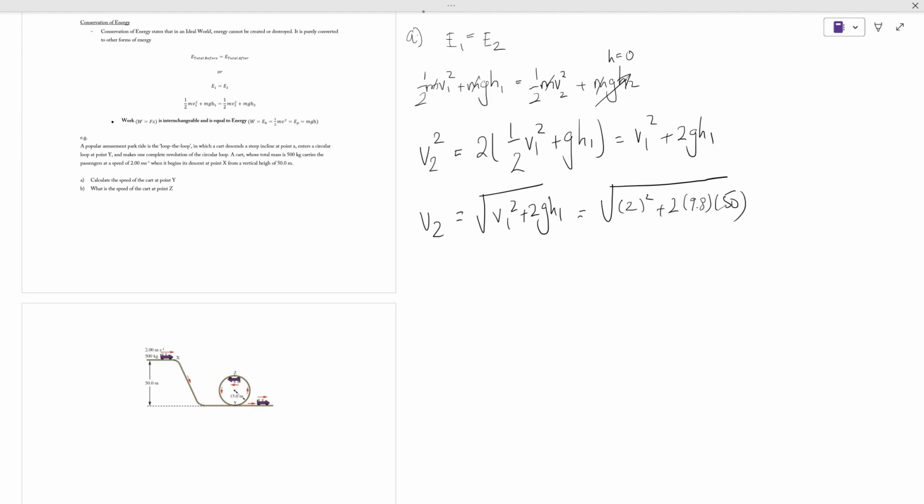Great. So now when we punch that in the calculator, we get 31.4 meters per second. Awesome. We get 31.4 meters per second at point Y.